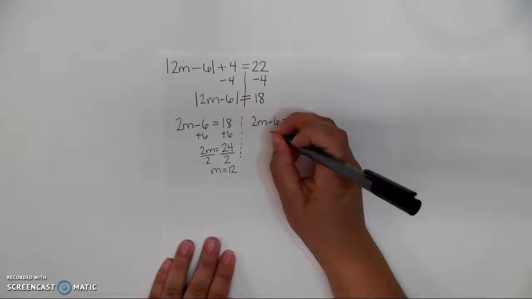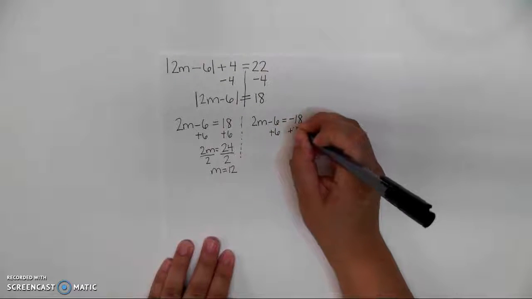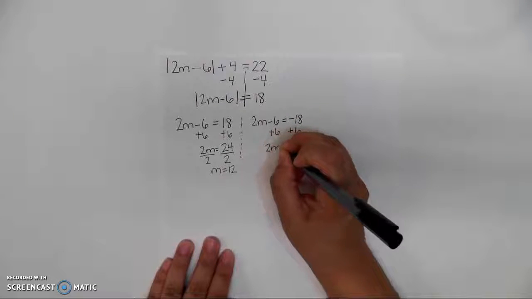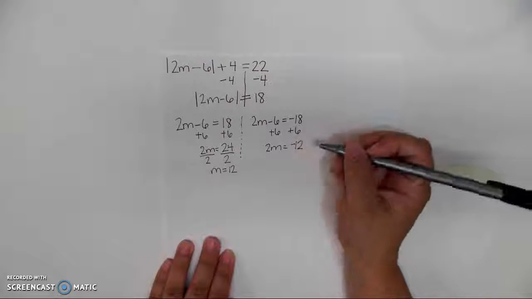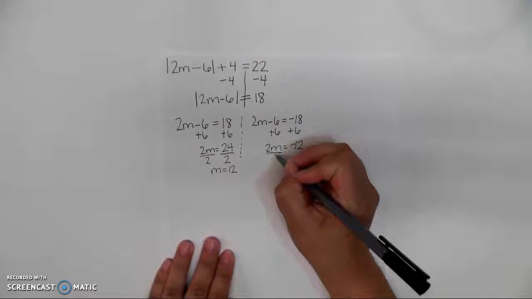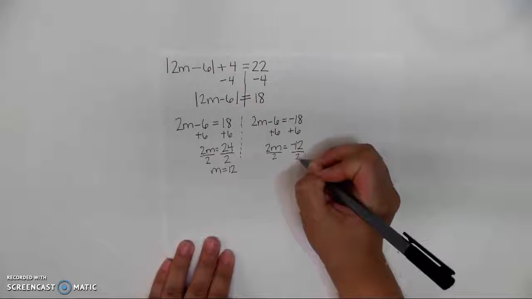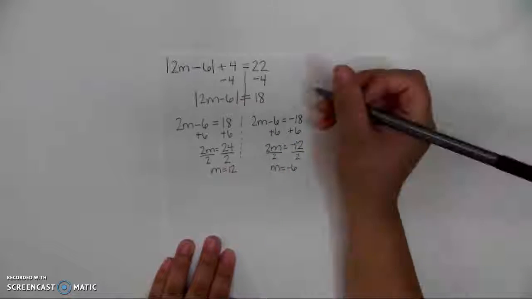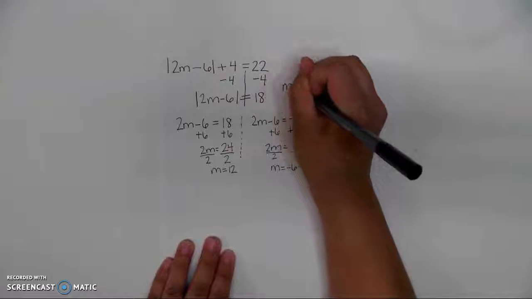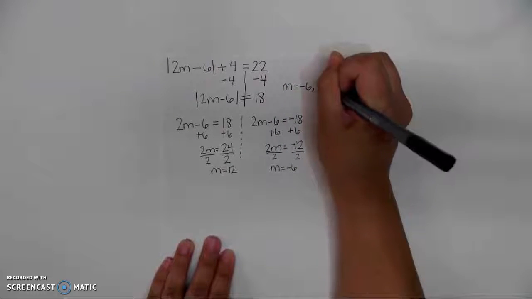Okay, we're going to do the same thing over here with the negative 18 equation. So I'm going to add 6 to both sides. So I have 2m equals negative 12. Then again, I'm going to divide here by 2. So m equals negative 6. So this absolute value equation has two solutions, negative 6 and positive 12.